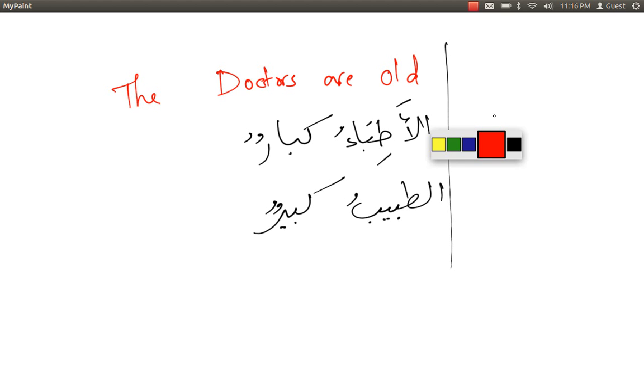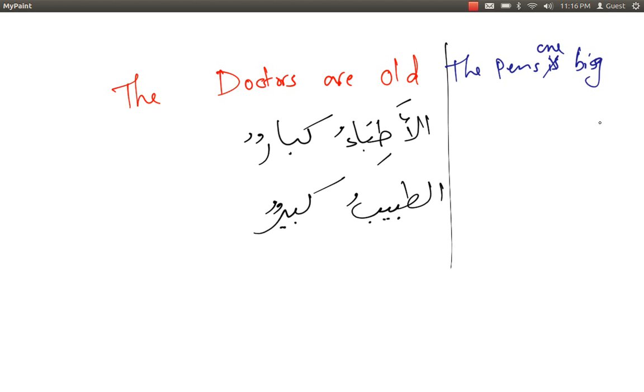On the other hand, if I take a similar sentence, the word old in Arabic could also mean big. So if I say the pens are big, that sentence I would translate to الأقلام كبيرة. And if it was just one pen, it would be القلم كبير.